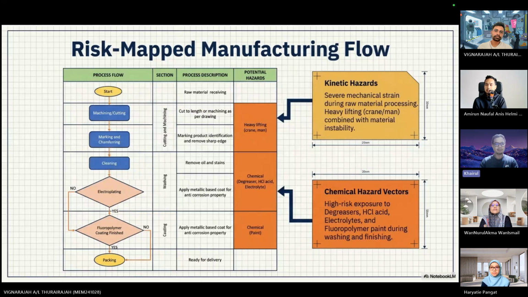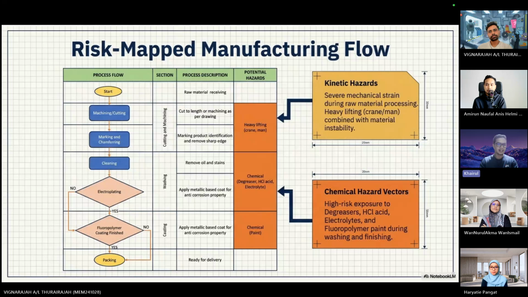So here is the process flow for the company. We start from the raw material receiving and go to the machining and cutting process. They cut to length or machine as per the drawing provided by the customer. The sub process is marking and chamfering, still in the cutting and machining section. The product marking is to identify the material grade and also the company identification. The potential hazard here is heavy lifting. We have a crane, manual handling, and also machining.